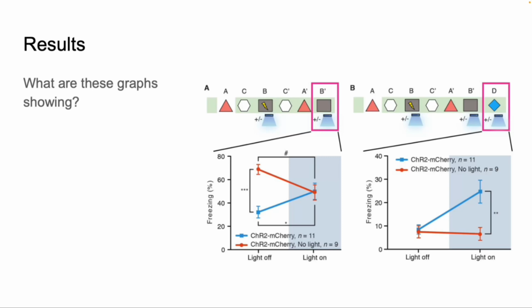Yeah, so the no light means that they hadn't been exposed to the light beforehand. They were not exposed to the light when they were in context B, right? Right here. And then they're also not exposed to the light when they're in this new context B.